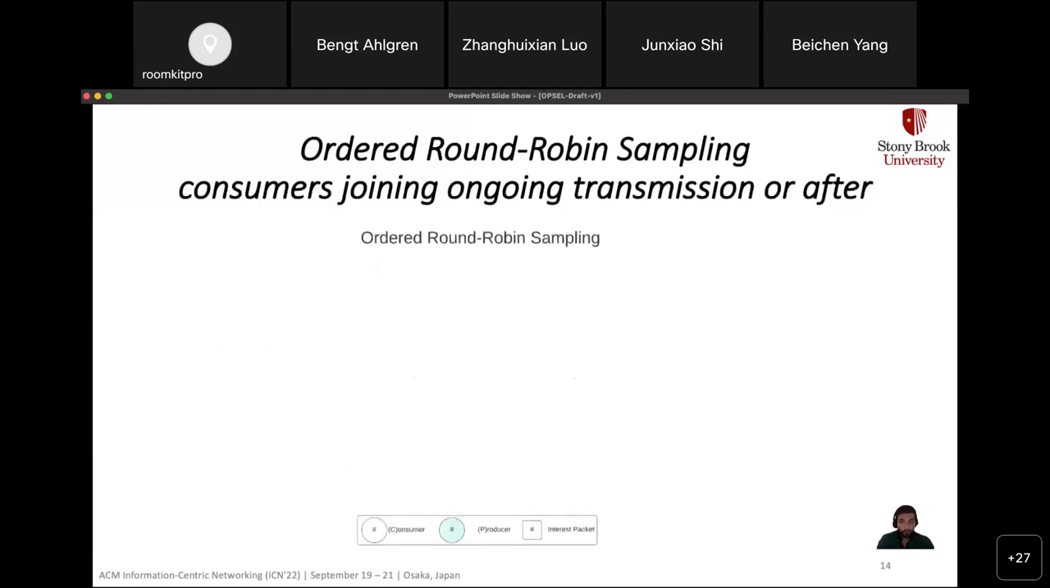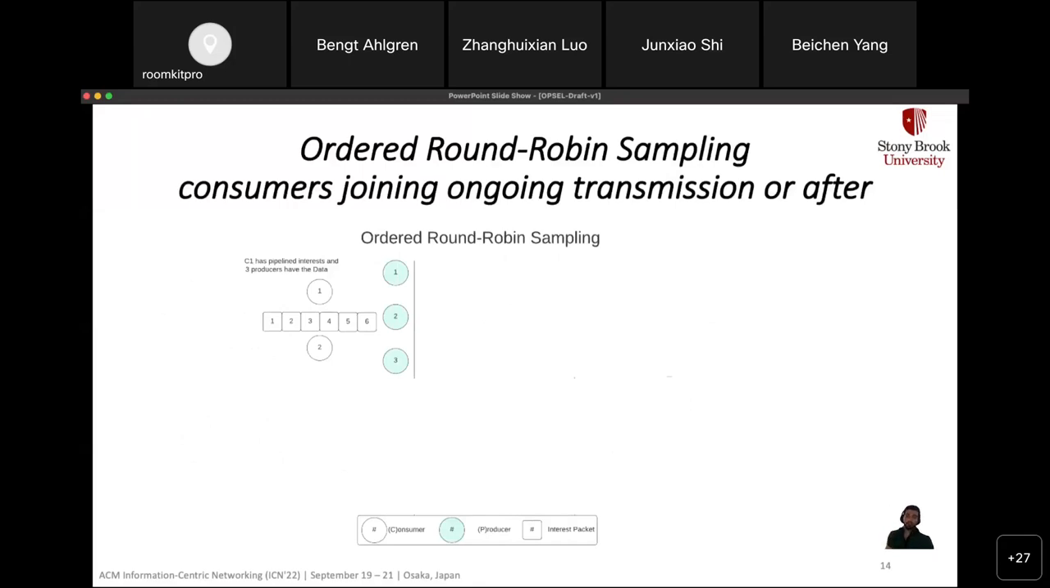But before we do so, we will go over ordered round robin sampling. Basically, that's when consumers are joining an ongoing transmission or after. This is a scenario we'll go over slowly. For example, let's imagine we have 3 producers and 2 consumers.